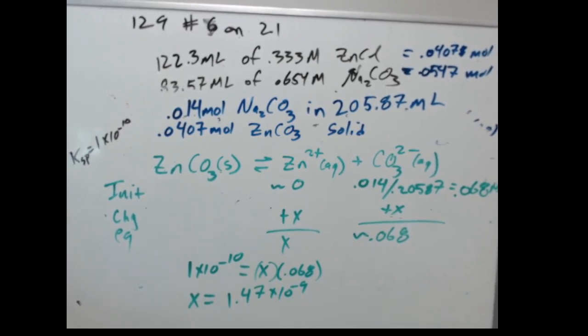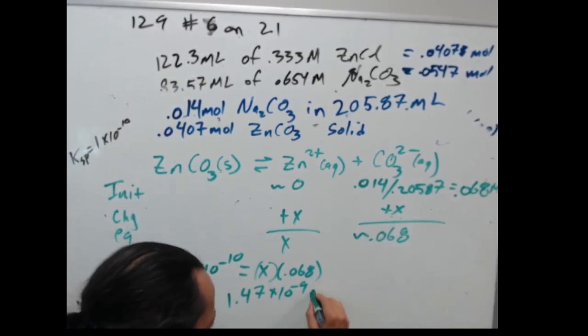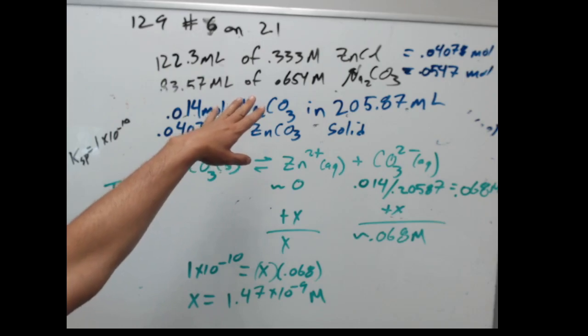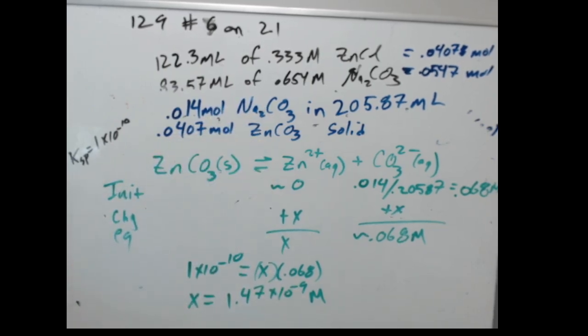And so that is how much zinc concentration, units very important. Make sure we know what we're doing. Don't get our moles and our molarities mixed up. That is a really small concentration. That's the concentration of zinc ions left in solution. So we went from a concentration of 0.333 down to a concentration of 1.47 times 10 to the minus 9. Approximating zero wasn't that bad.